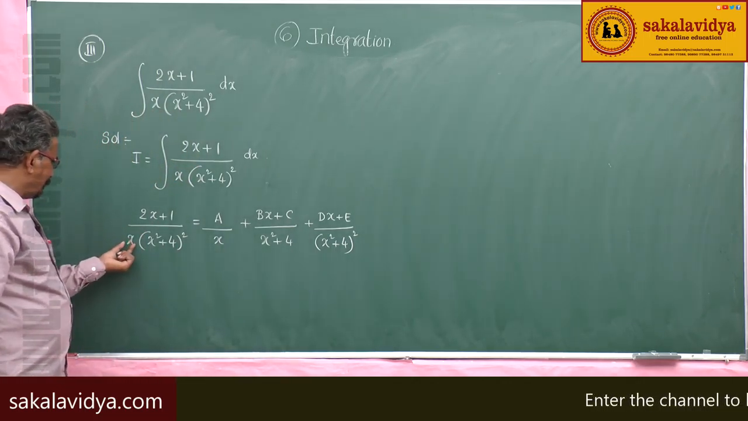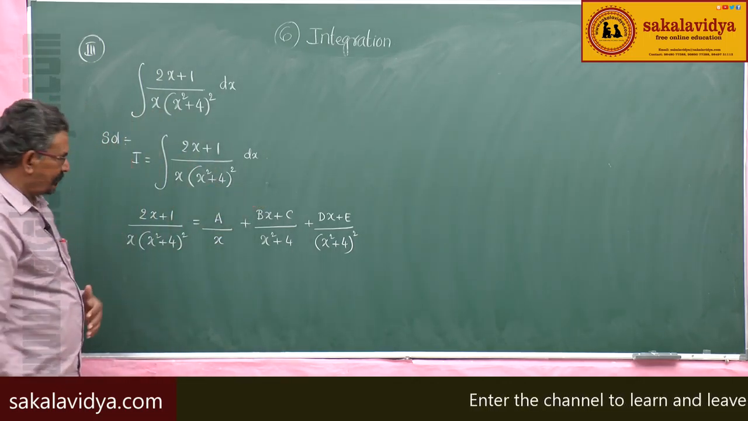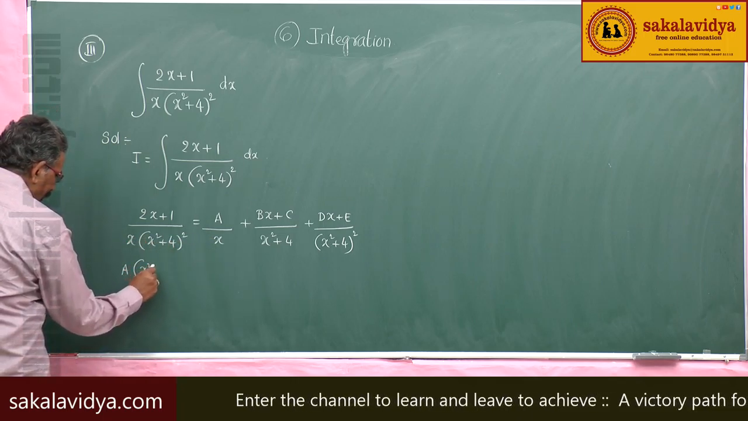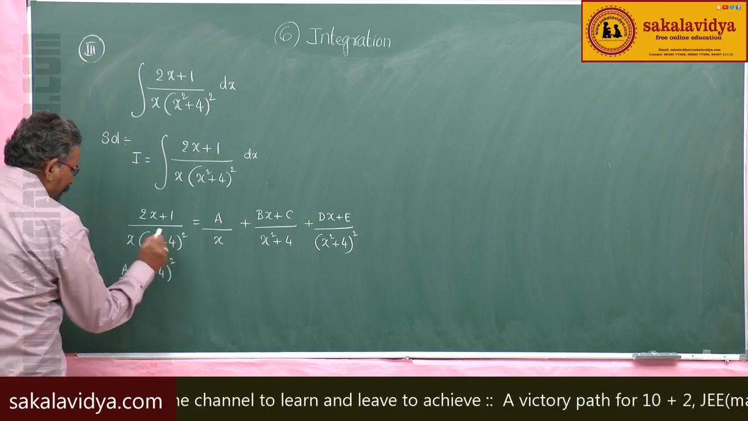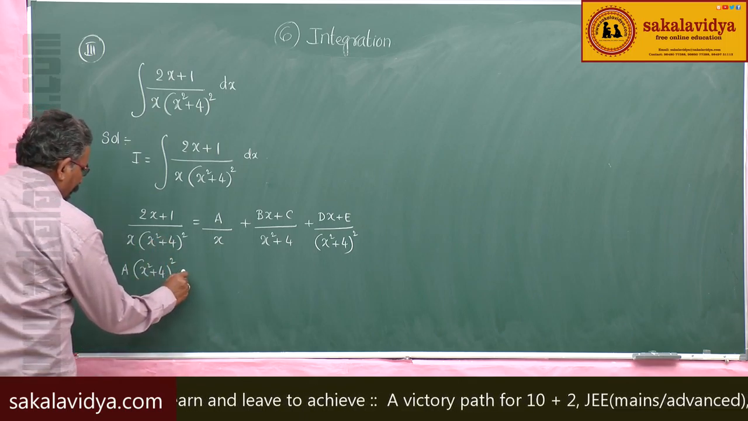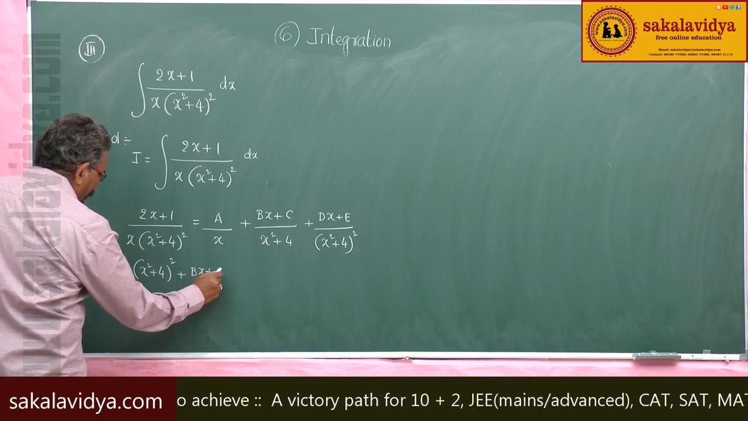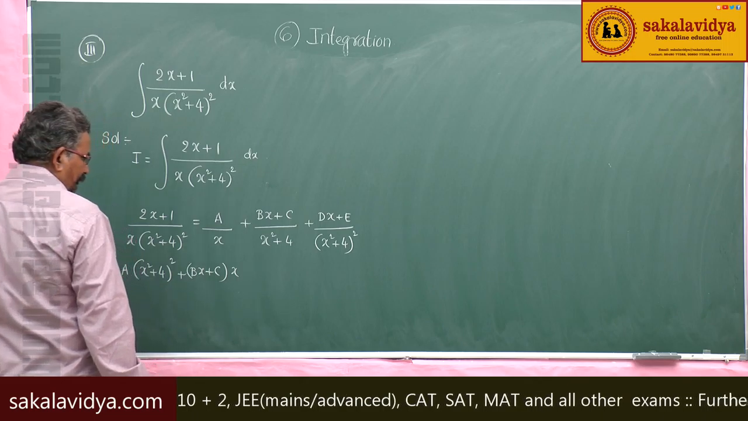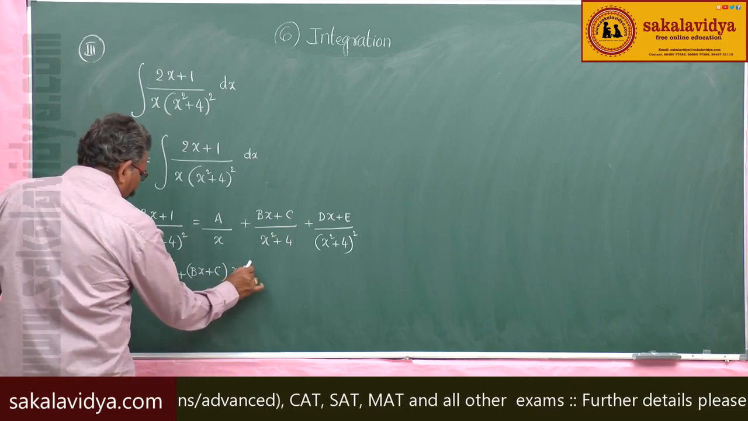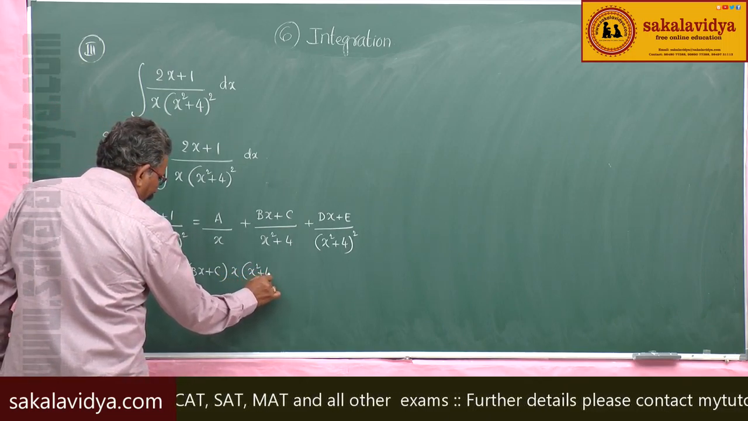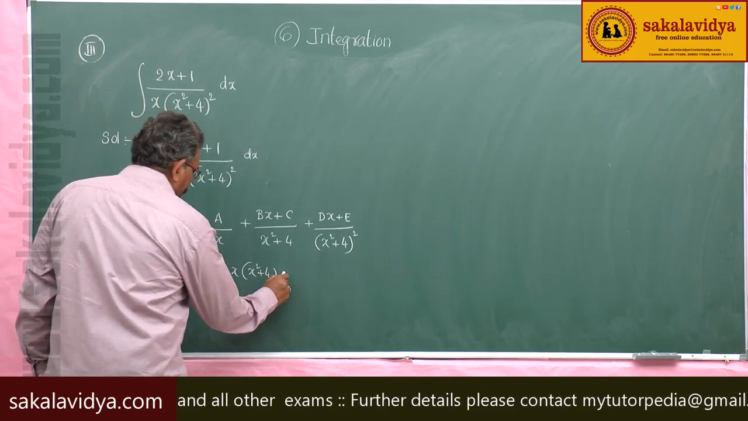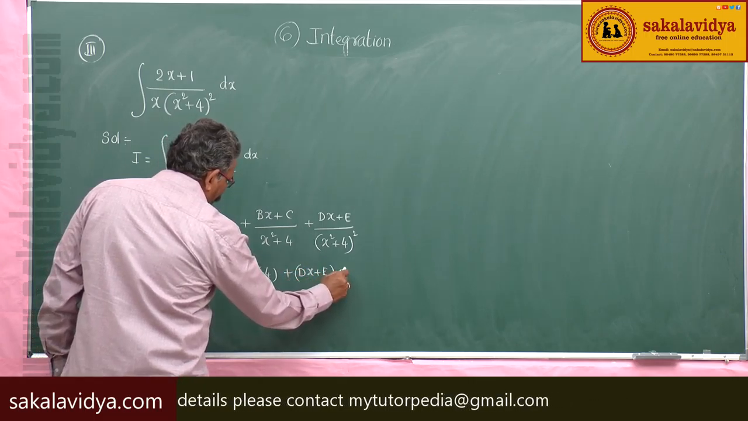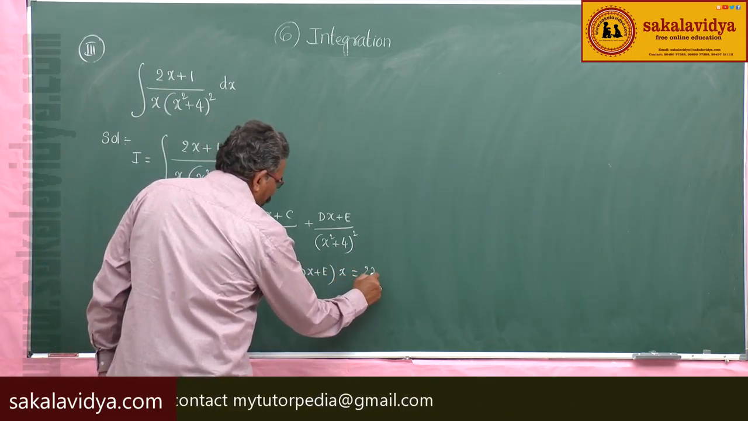Now multiply x (x² + 4)² on both sides. So x, x cancel: A (x² + 4)² + (Bx + C) x (x² + 4) + (Dx + E) x = 2x + 1.